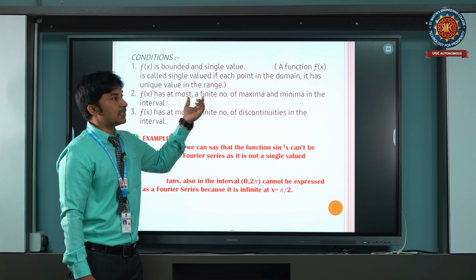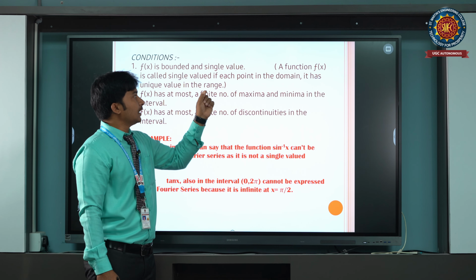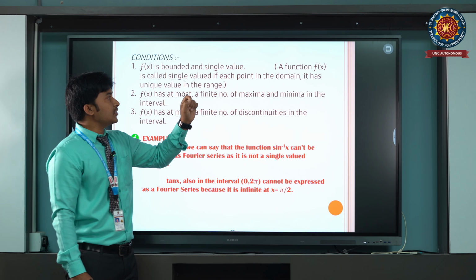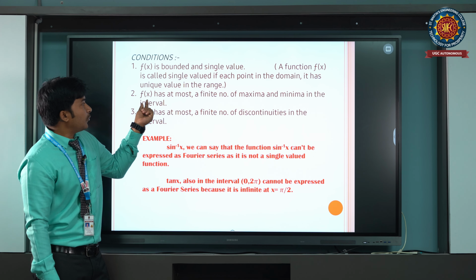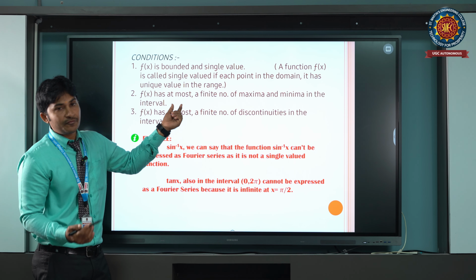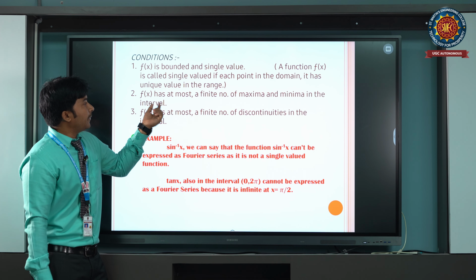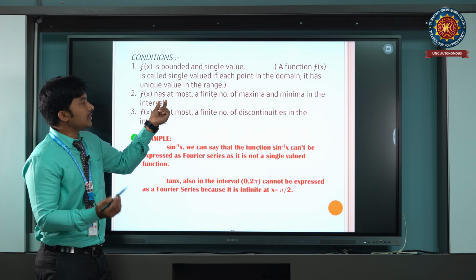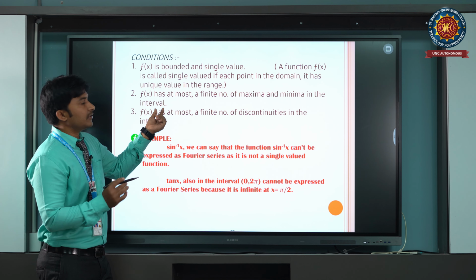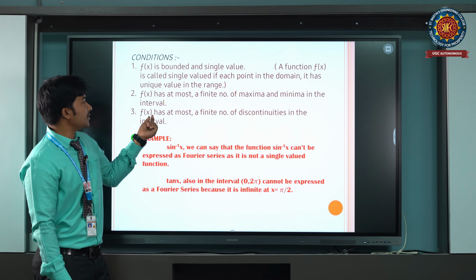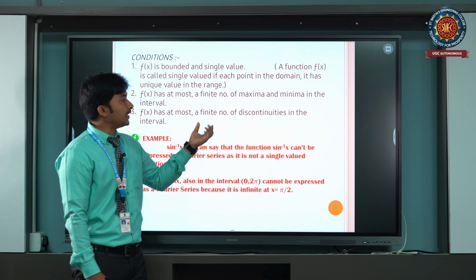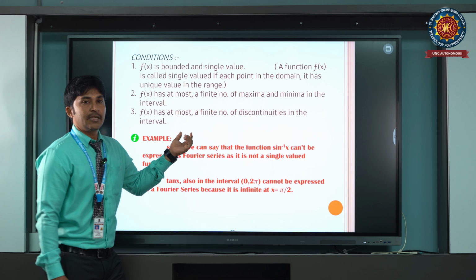The unique range means every function has a range or interval. The second point is f of x has at most a finite number of maxima and minima in the interval. And the third point is f of x has at most a finite number of discontinuities in the interval.